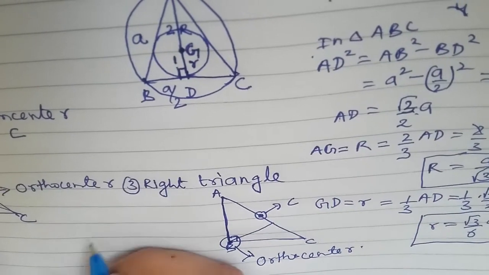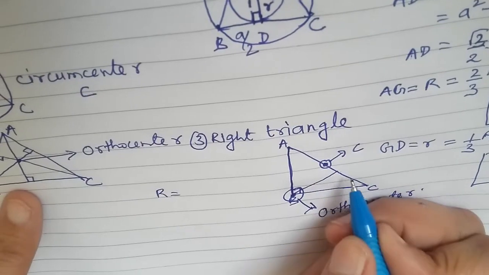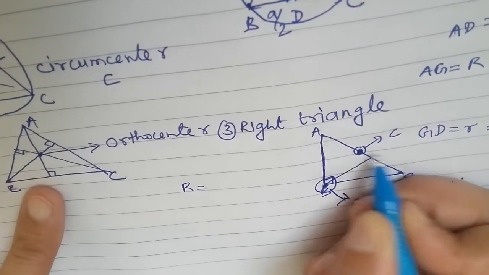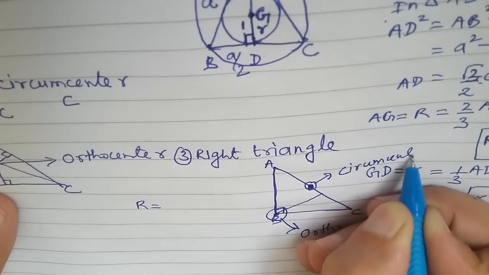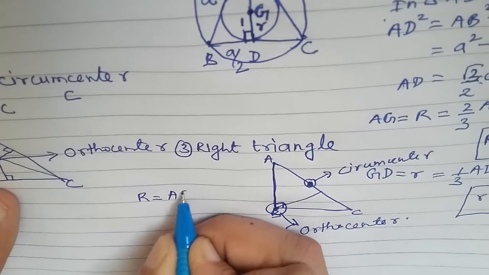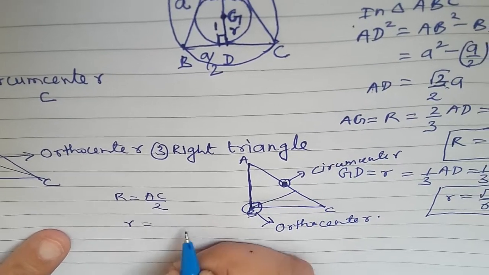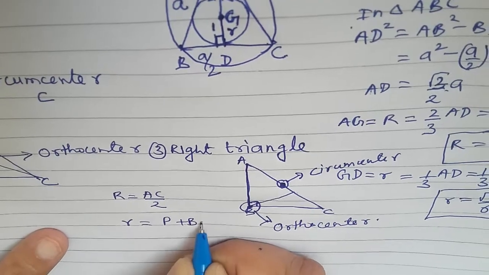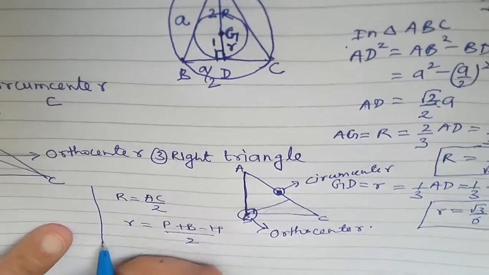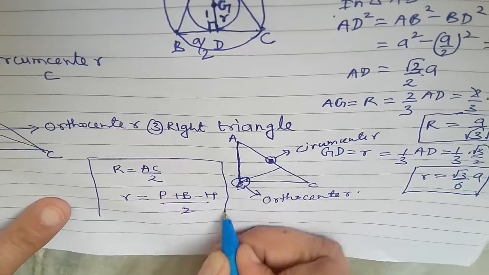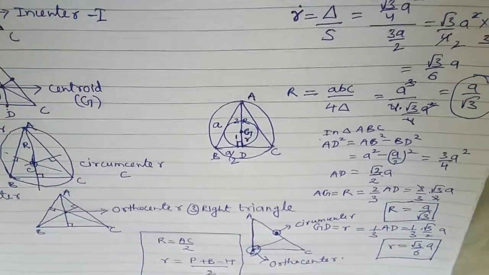And in case of a right triangle, this formula of R is equal to half the hypotenuse. We have learnt, no? The midpoint of the hypotenuse is the circumcenter. So AC upon 2, okay? Capital R, the circumradius. Similarly, small r is equal to perpendicular plus base minus hypotenuse upon 2. These two formulas are most important from the examination point of view. Using these formulas, we will solve some problems.